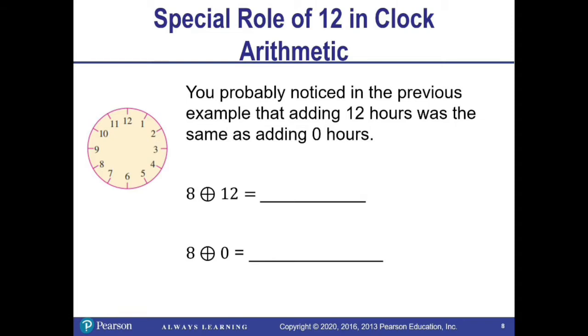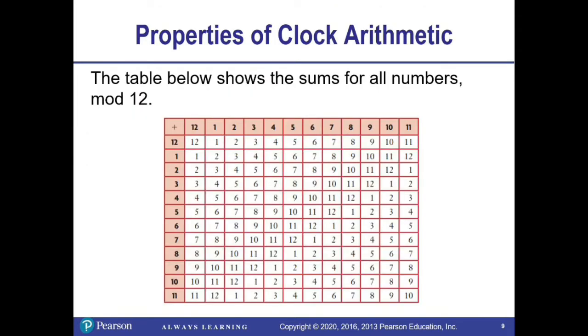So 12 is special when we add it. Adding 12 is the same as adding 0 hours. 8 plus 12 we just saw was 8. Well, 8 plus 0 is also 8. 12 is what we would call our additive identity in our clock arithmetic. The table below shows the sums for all numbers mod 12.